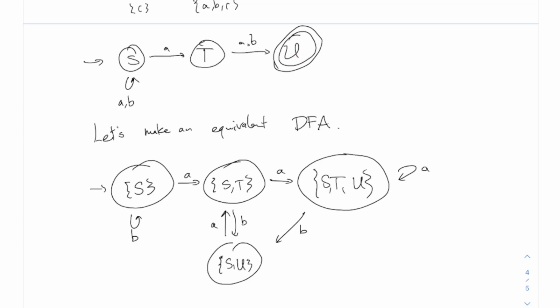And then from SU with a B, S can go back to itself. I think that's it, actually. You can only get to S, starting in S or U and doing a B, so it's like that. And there we filled in all the arrows. One more thing to do is to say which are accepting. What do you say?